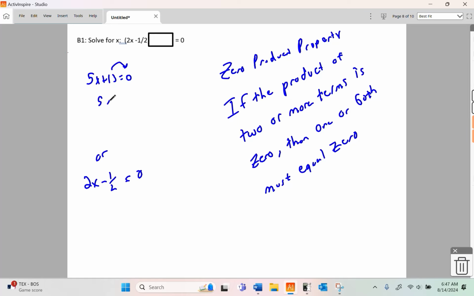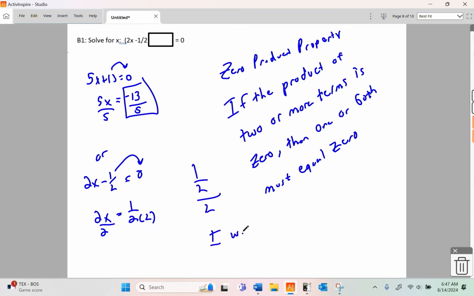We're going to take away 13. If we jump equality, our signs change. We're going to divide by 5, and there's an answer. -13/5. We're going to add a half. Then we're going to divide by 2. Now division happens in the denominator. Notice I did not write 1/2 over 2. I wrote 1/2 and put a 2 down in the denominator because division happens in the denominator. And 2 times 2 is 4. So x is 1/4. And those are your two x values on the first bonus.